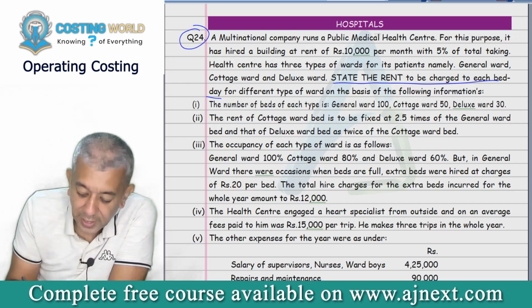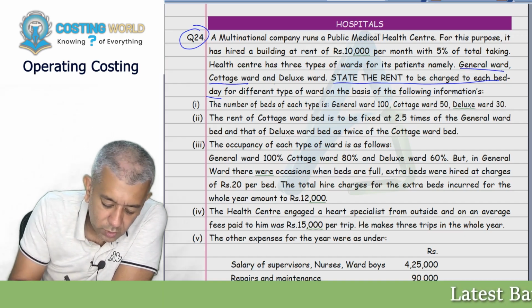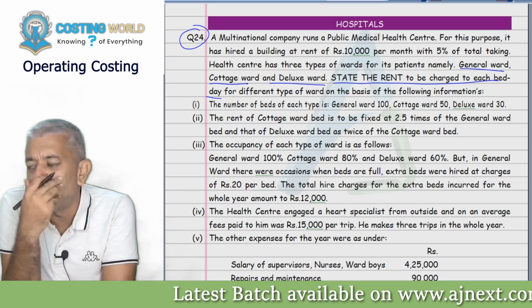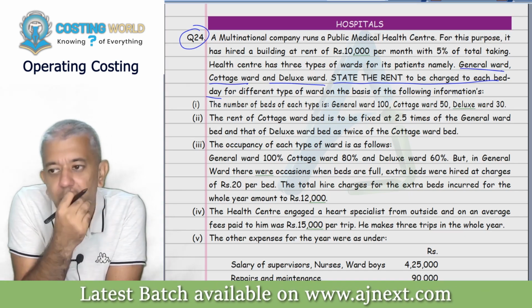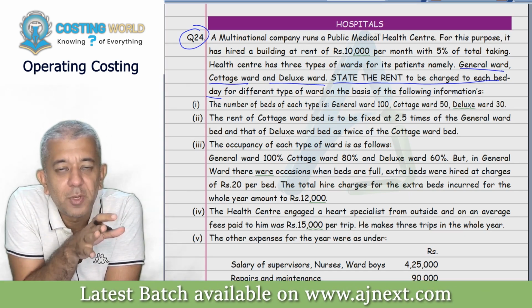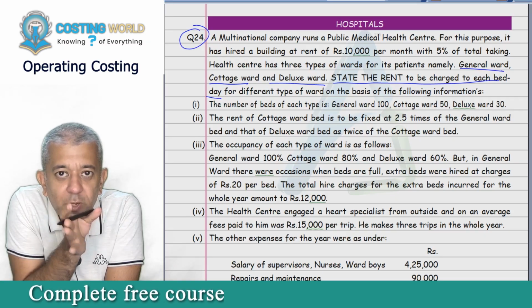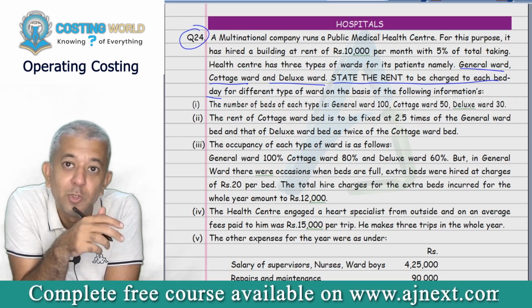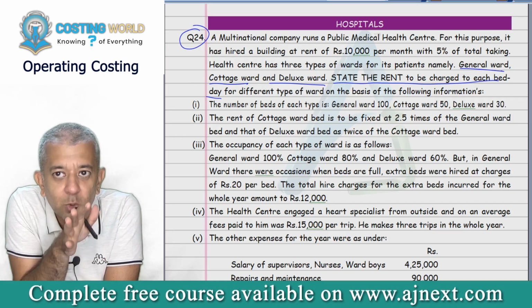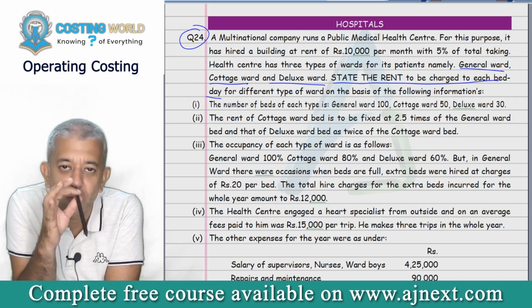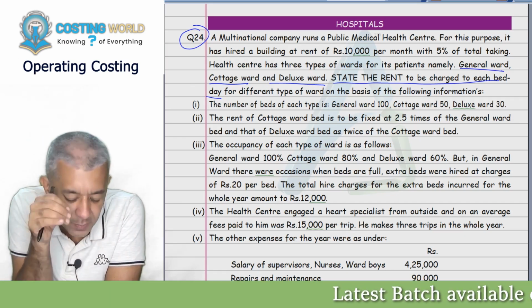Now see, we have 3 types of wards, general ward, cottage ward, and deluxe ward. Obviously, you all will understand it is a hospital. Like hotel, there will be no seasons over here. Example, a hospital cannot try to advertise, please come in the monsoon season, we'll give you discount. Correct? No, there are no such things. So that complication might not be that much in such kind of questions.